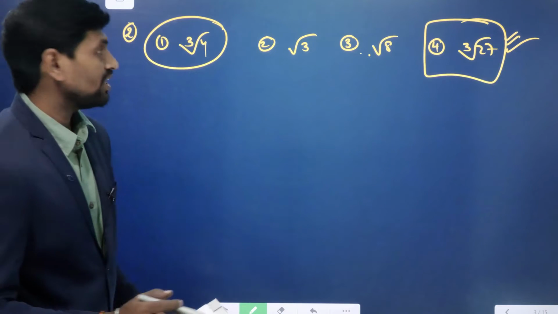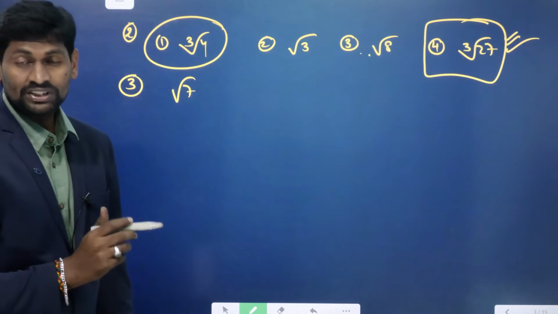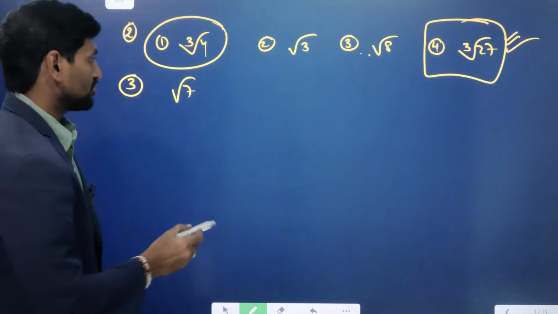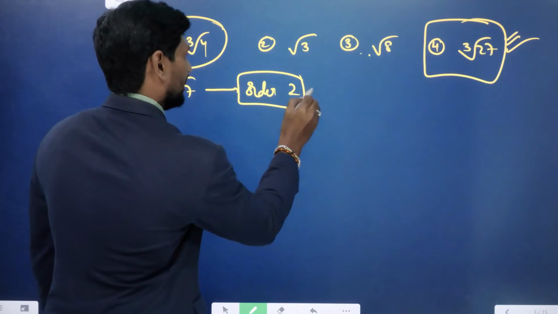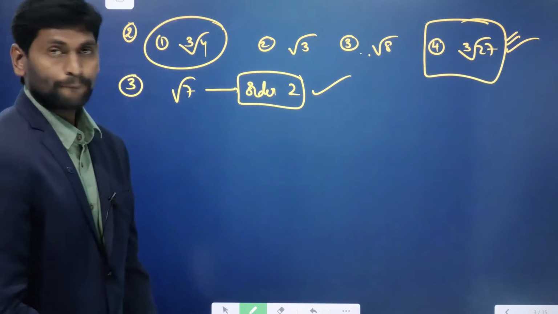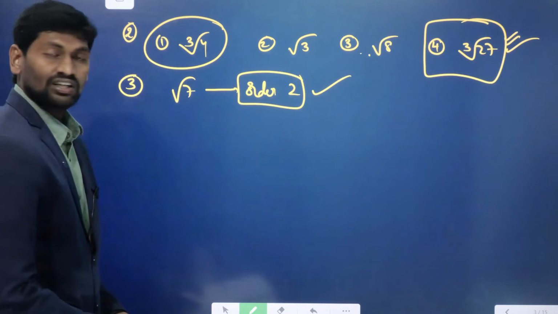The order of the surd root 7. Root 7 is nothing but square root 7, or 2nd root 7. So the order is 2, so we can easily identify it is nothing but a quadratic surd. An order 2 surd is called a quadratic surd. Okay. Question number 4.